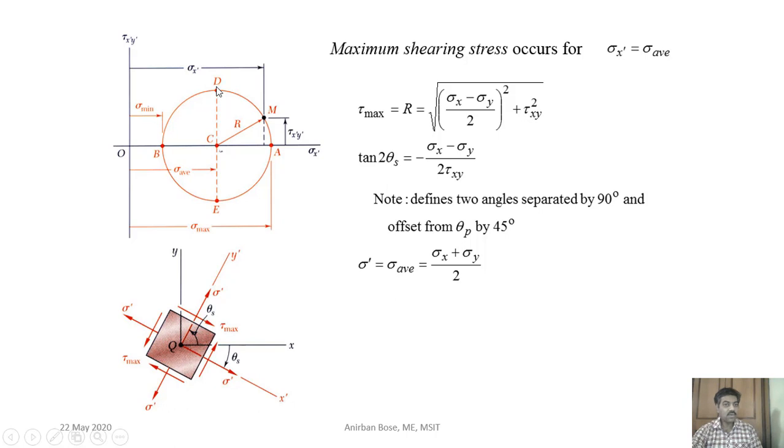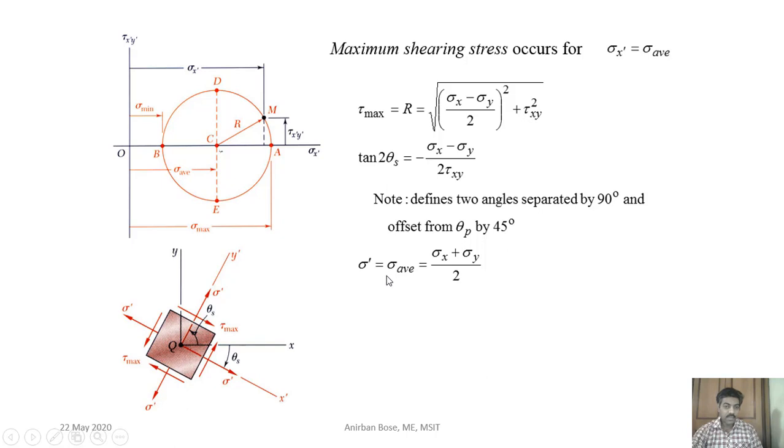You can also find out the plane where the shear stress will be maximum. That is by this formula, tan of 2 theta s is equal to minus of sigma x minus sigma y by 2 tau xy. Note, it defines two angles separated by a 90 degree offset, that means this point and this point. If you compare with theta p, where the normal stress is maximum, that means the principal plane, the principal plane and the plane of maximum shear stress are separated by 45 degrees.